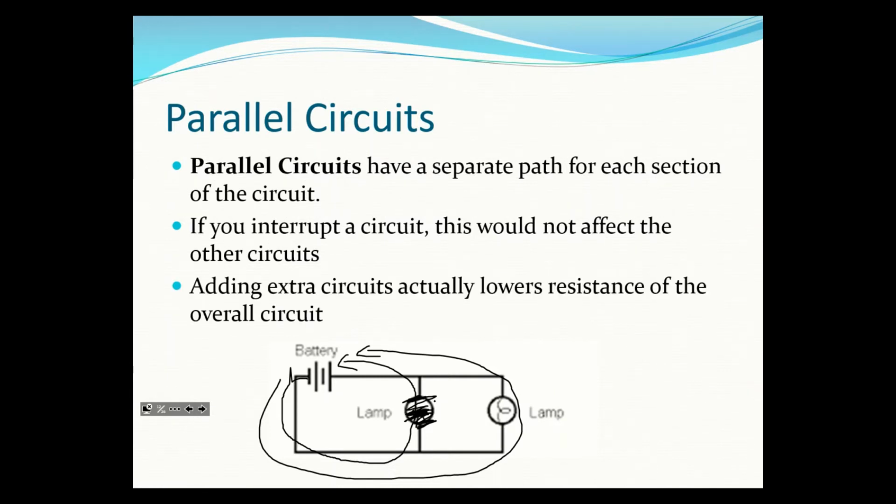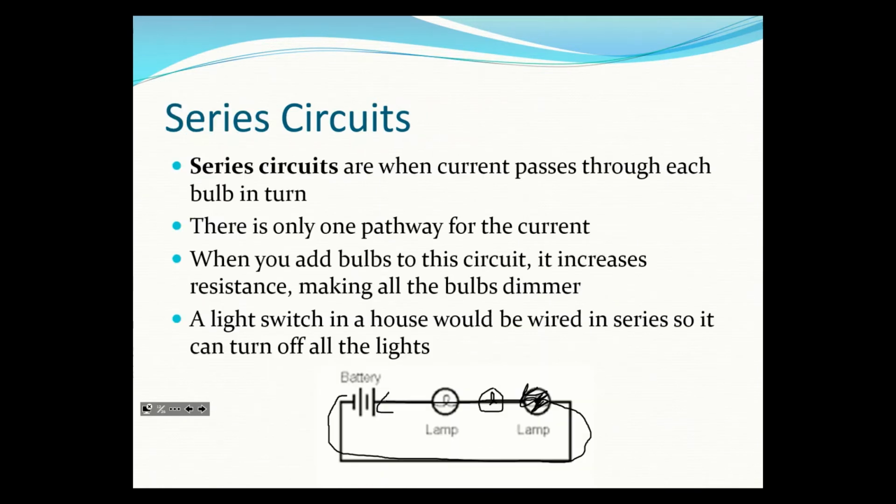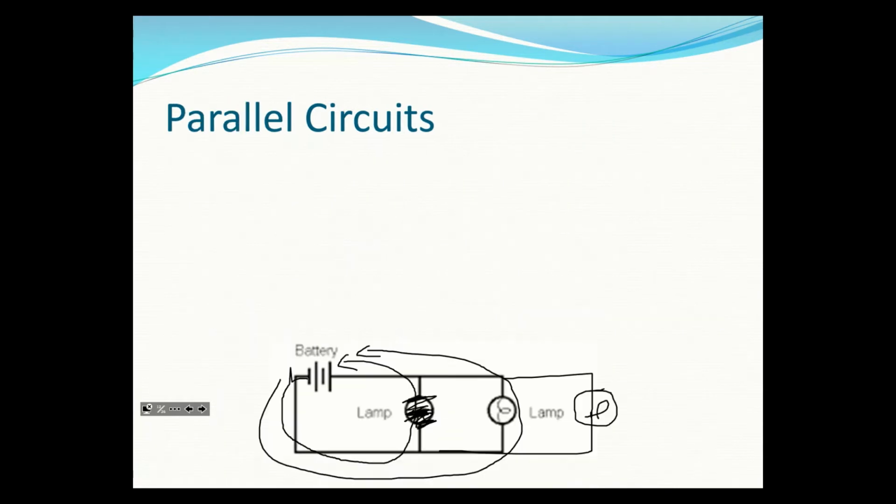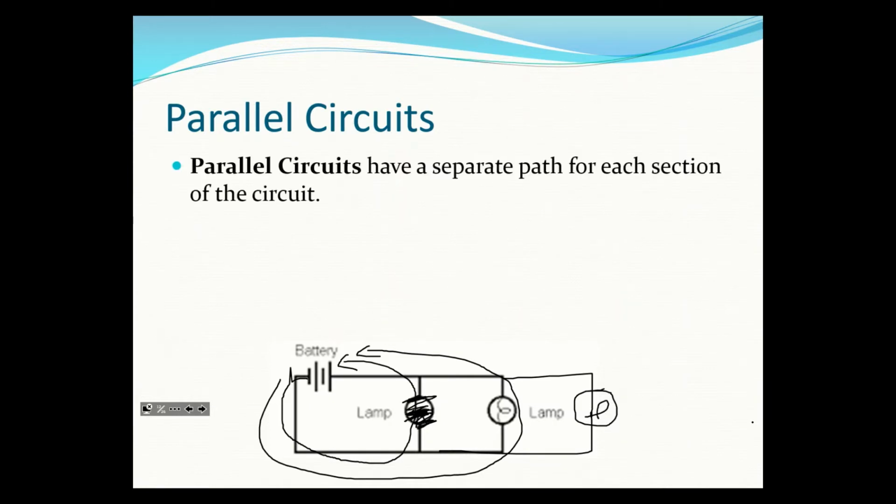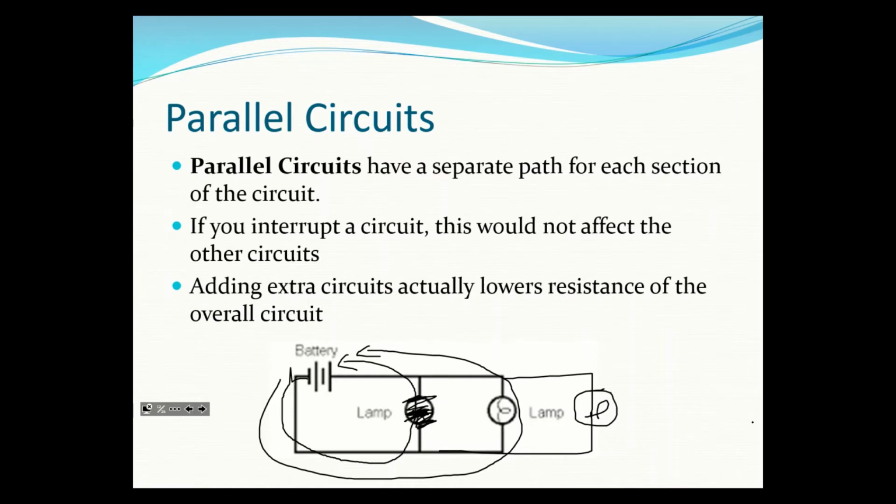And adding extra branches, so adding another light bulb here, actually lowers the resistance because it gives more pathways to go through, right? You can sort of think of it like traffic. If you have a series circuit, it's like cars can only go through one road, so if you add more things in here, it's more congestion for all the cars. But here there's a road with multiple paths that cars can take. So if you add another path, it actually lowers the congestion, lowers the resistance, and would make the light bulbs brighter.